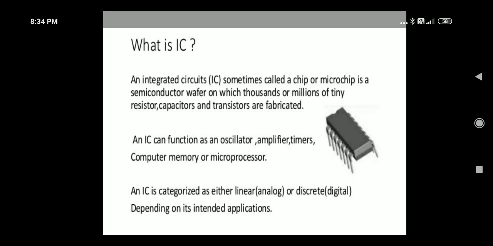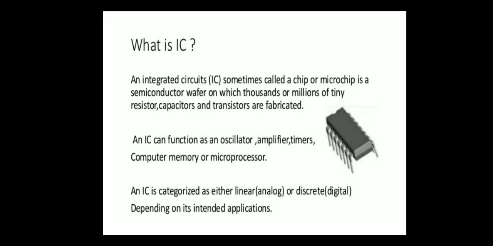The topic we see is IC fabrication. So, fundamentals of IC technology. What is an IC? An IC or an integrated circuit, sometimes called a chip or a microchip, is a semiconductor wafer upon which thousands or millions of active and passive elements are embedded. So, we may also call an IC a collection of discrete elements by means of a single construction process. An IC can function either as an oscillator, amplifier, timer, computer memory, or a microprocessor.